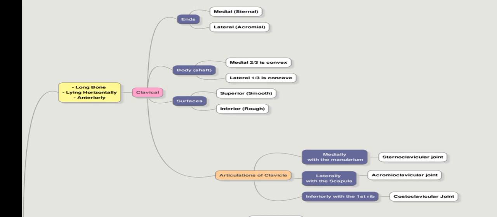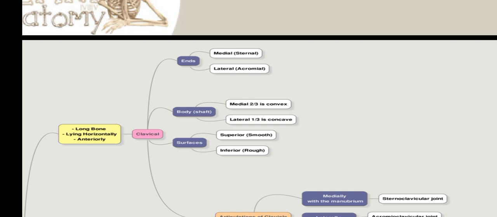The clavicle has two surfaces. The anterior surface is smooth. Do you know why it's smooth? I told you, pause this video and think. It doesn't have any muscular or ligament attachment. The inferior surface is rough. As for the ends of the clavicle, we have the medial end, which is the sternum side, and the lateral end, which is the acromion side.